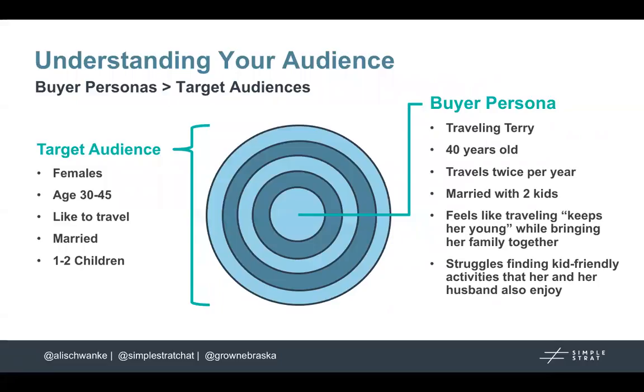Me as a persona is not going to look like the same target audience as everyone else. So we have your typical target audience here, which is what we find most people start with. They'll say, my target audience is females, age 30 to 45. They like to travel, married with 1 or 2 kids. When we talk about a buyer persona, this allows us to segment much better, which is where the hack comes in. So we're talking marketing hacks today.